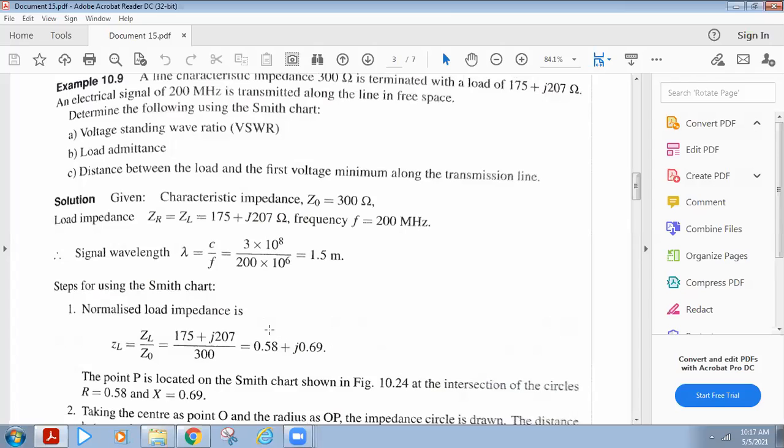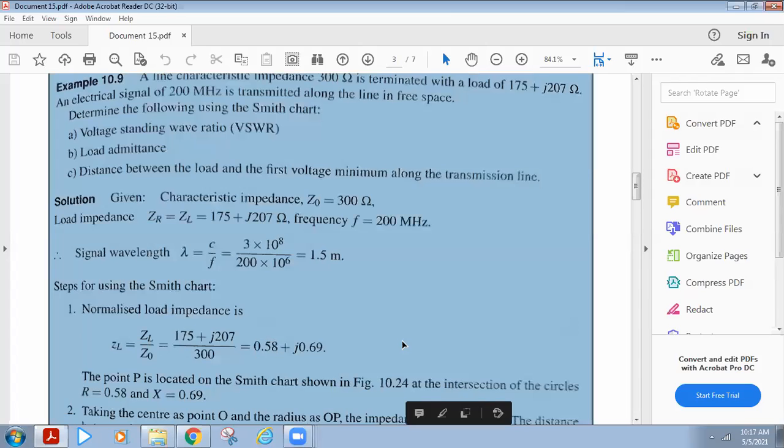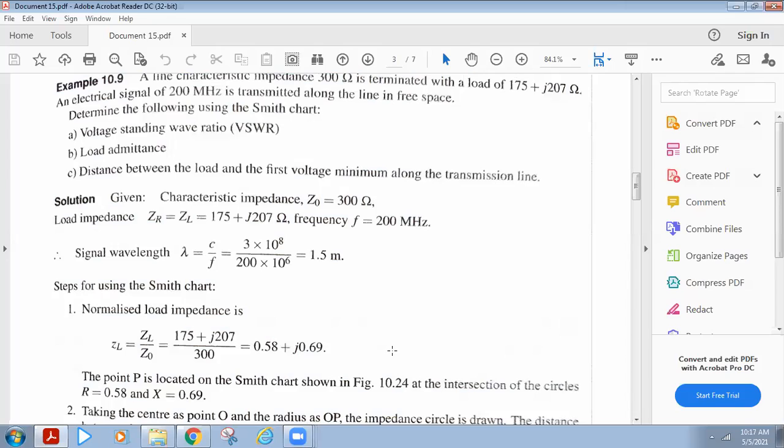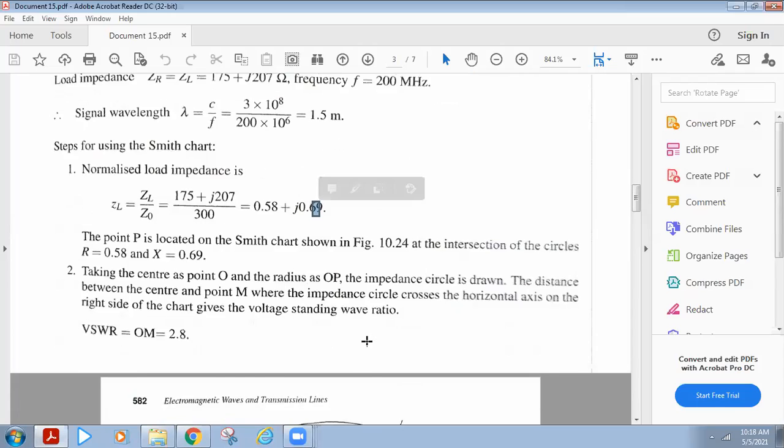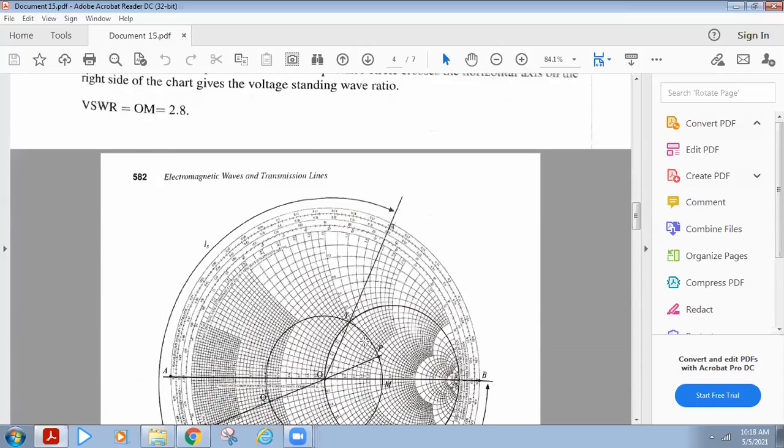Remember, this normalized value always lies in the range of 0 to 1. See here, the point P is located on the Smith chart as shown in the figure at the intersection of the circles R equal to 0.58 and X equal to 0.69. Just mention the intersection point.